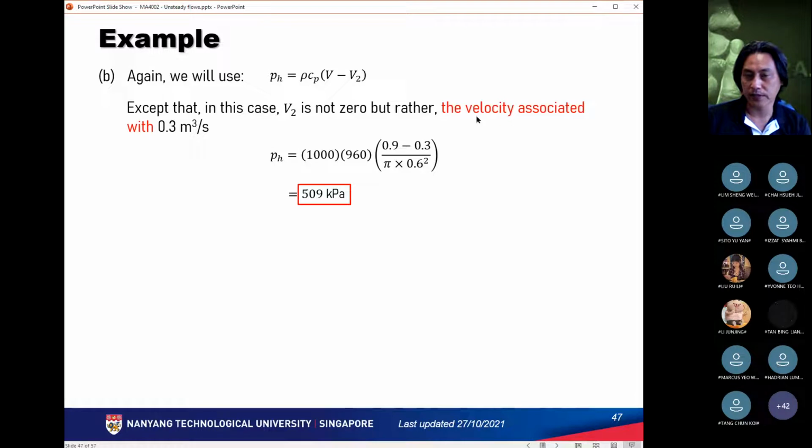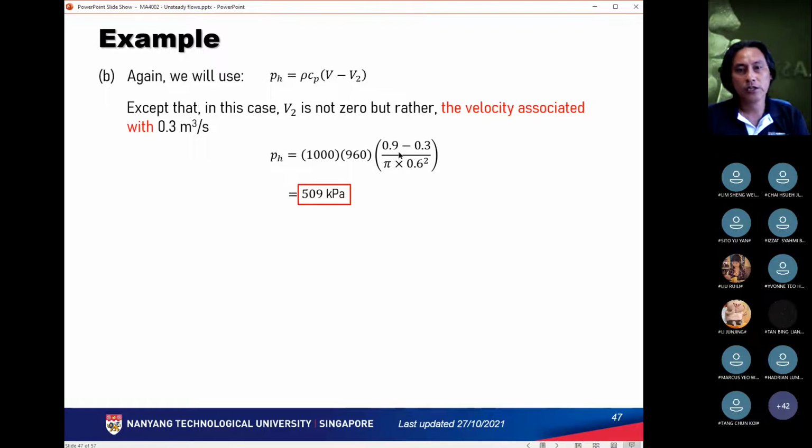Okay, I think I made a mistake in explaining some of the words here. Can you please correct this? V2 is not zero, but rather the velocity associated with 0.3 meter cube per second. I think I put in some words which are quite confusing. I'm not too sure what happened. All right, so this should be the one.